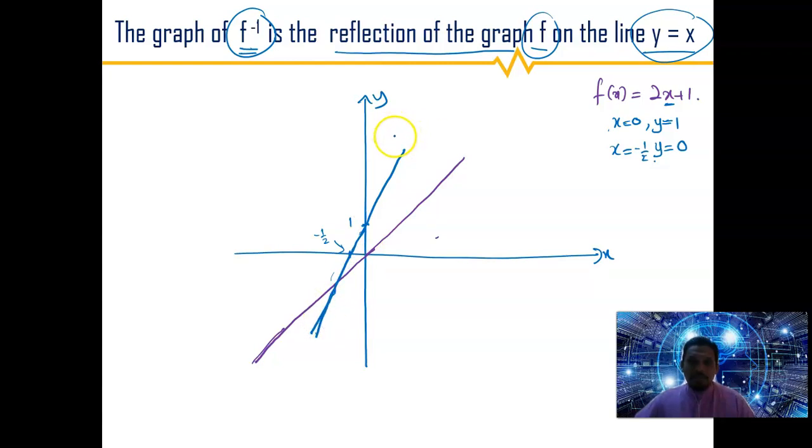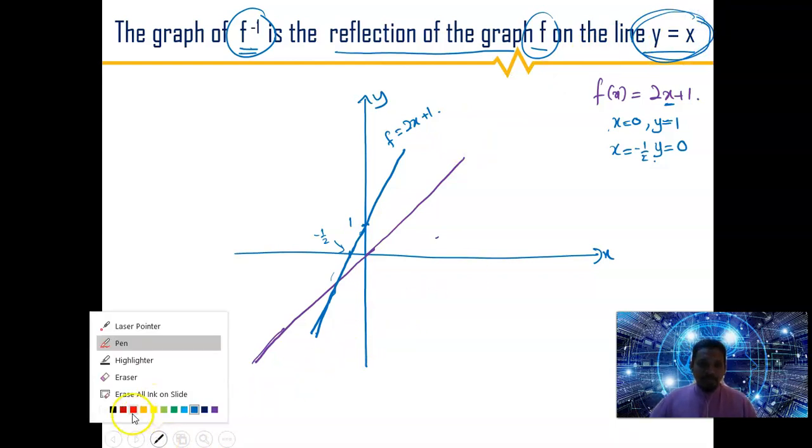So this is f, which is 2x plus 1. Okay, as mentioned here, the graph of f inverse is the reflection of the graph of f on the line y equals x.